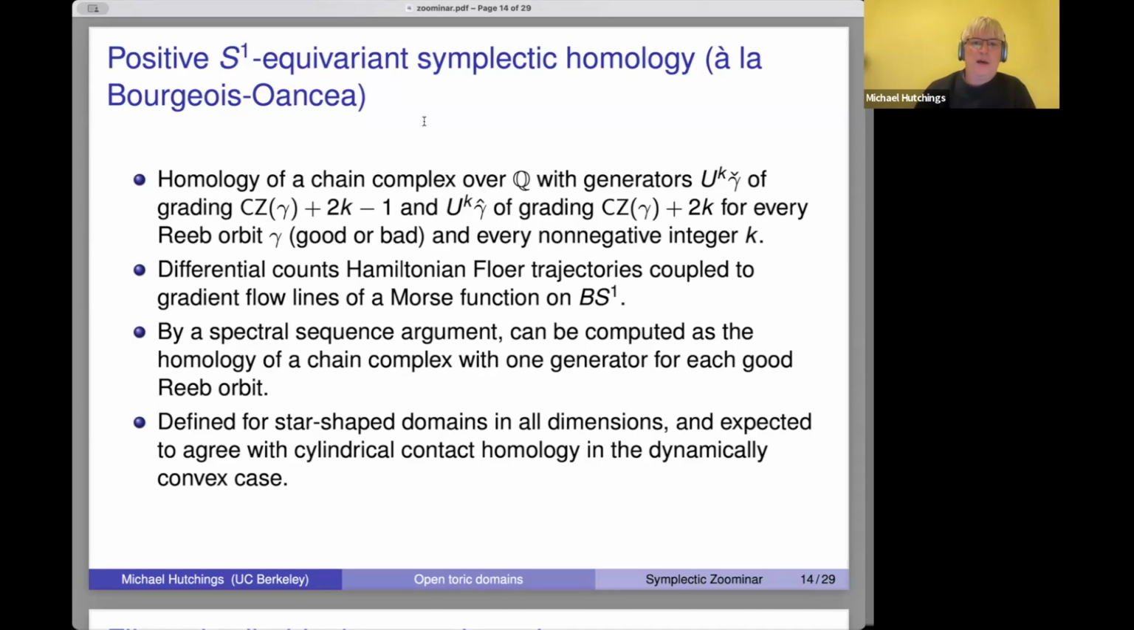And the differential counts solutions to a PDE, which is a coupling of the Hamiltonian Floer equation and the gradient flow equation for a Morse function on the classifying space of S1. And then you can use a spectral sequence argument to show that, at least if you use Q coefficients, this isn't true with Z coefficients, but with Q coefficients, this is the homology of a chain complex with one generator for each good Reeb orbit. So that looks more like cylindrical contact homology. And it's defined for star-shaped domains in any dimension, and you would expect it to agree with cylindrical contact homology when it's defined.